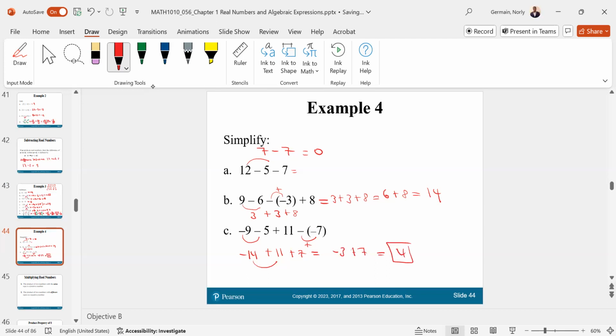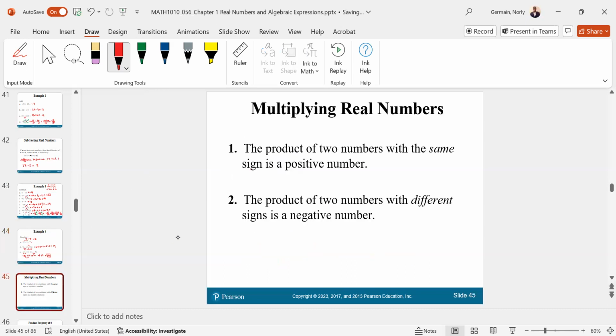So that's how you add and subtract real numbers. Remember, our goal here is to do as many as possible, but how about multiplying and dividing real numbers? We just add and subtract. For multiplying and dividing real numbers, the product of two numbers with the same sign is positive. So I think that's what I told you before.